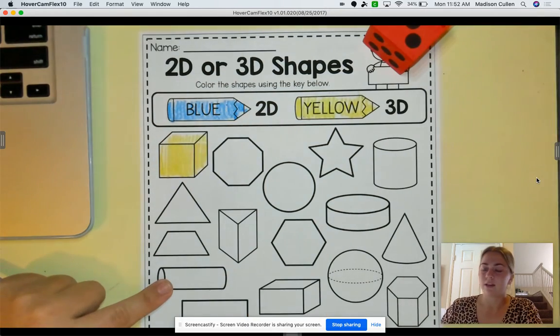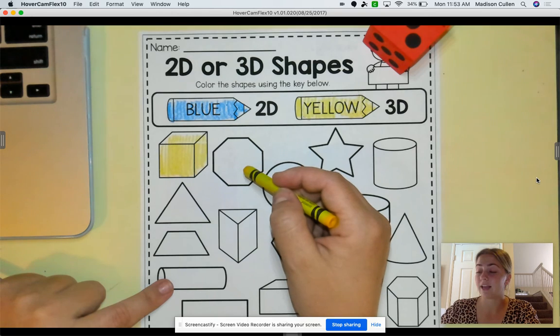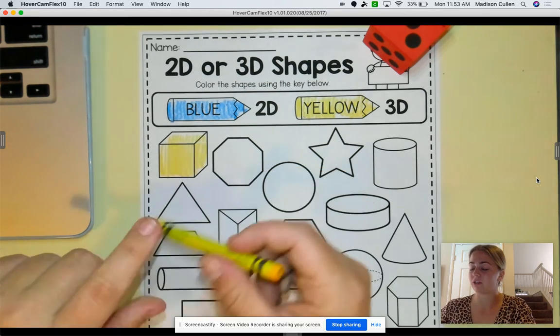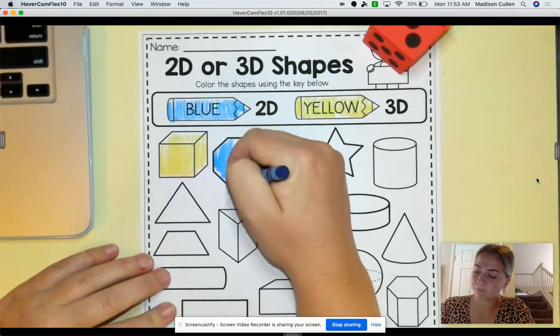Okay. Now let's look at this one. Does he look 3D or does he look like he lays flat on the paper? He looks like he lays flat. So you need to grab your blue crayon. You're going to color him in blue.